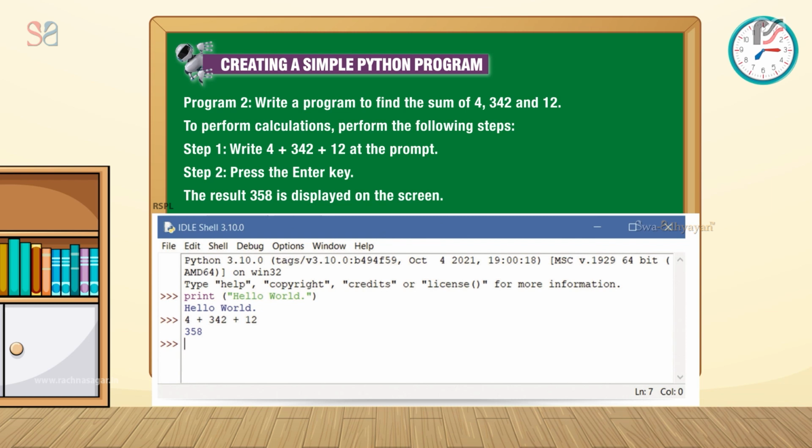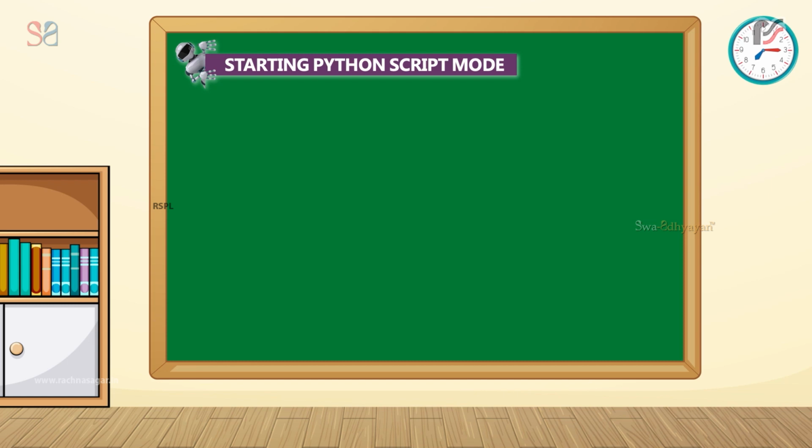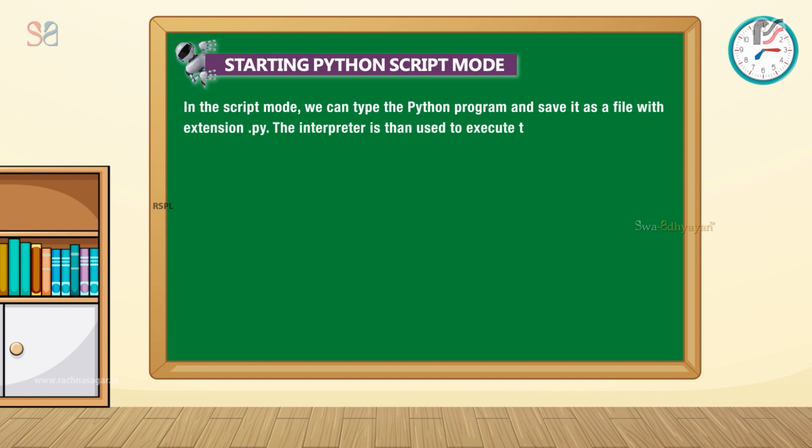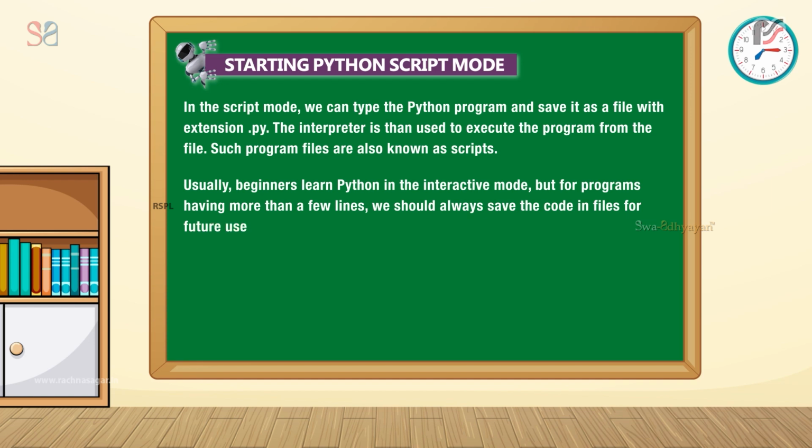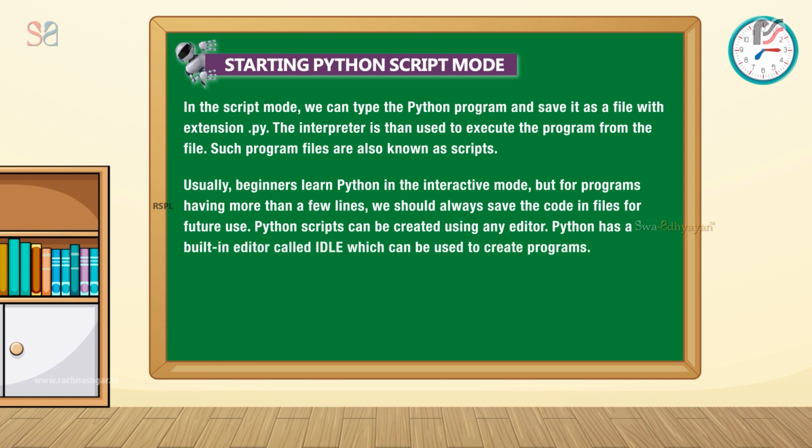Now moving on to the next mode, starting Python script mode. In the script mode, we can type the Python program and save it as a file with extension .py. The interpreter is then used to execute the program from the file. Such program files are also known as scripts. Usually, beginners learn Python in the interactive mode, but for programs having more than a few lines, we should always save the code in files for future use. Python scripts can be created using any editor. But Python has an inbuilt editor called IDLE, which can be used to create programs.